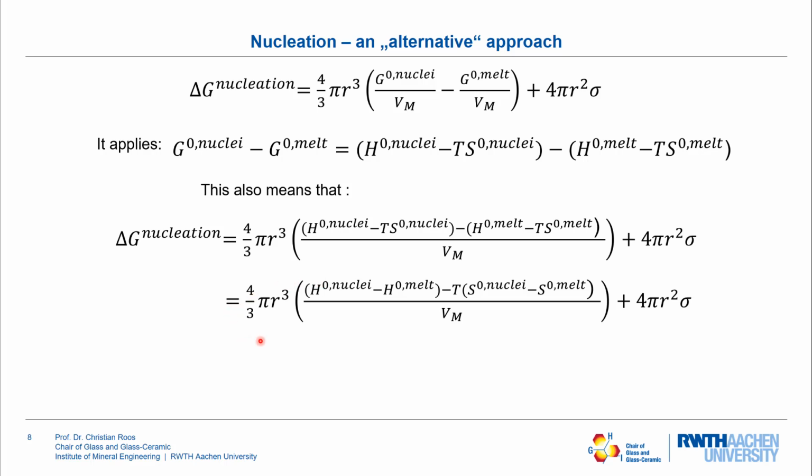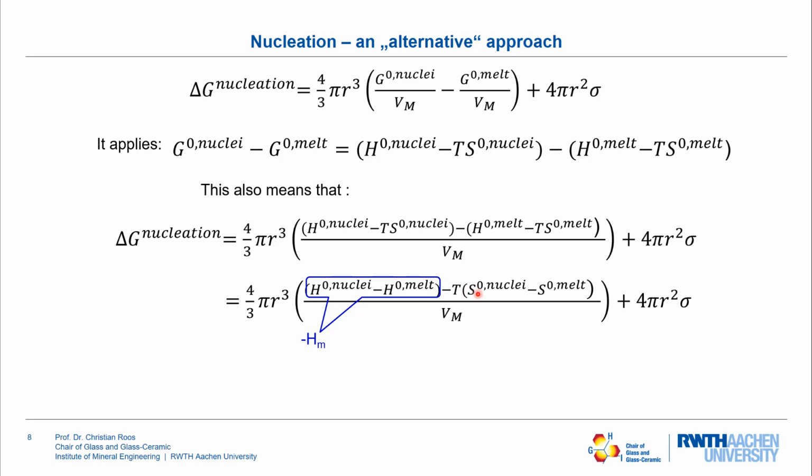Now this can be further rewritten as mentioned here. This is a simple mathematical transformation, and with this form, let's have a look at what the enthalpy of the nuclei minus the enthalpy of the melt is. Well, this certainly is the negative melting enthalpy.